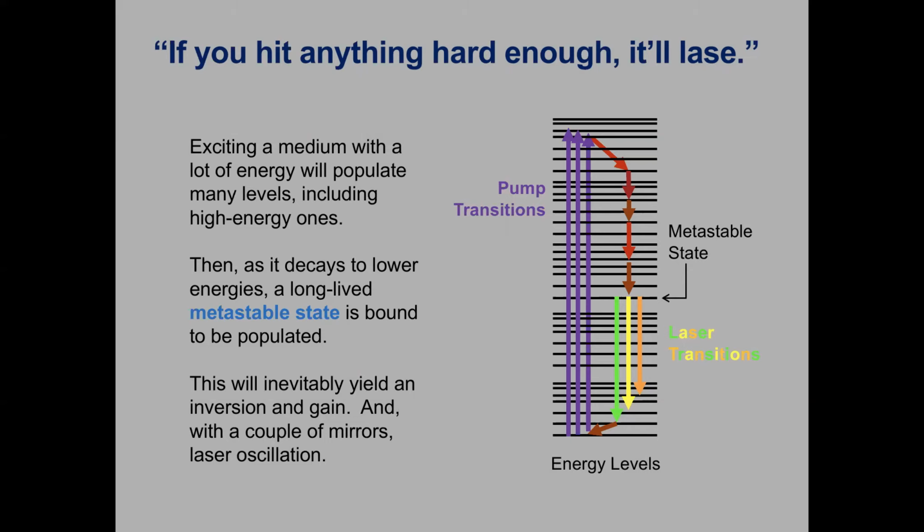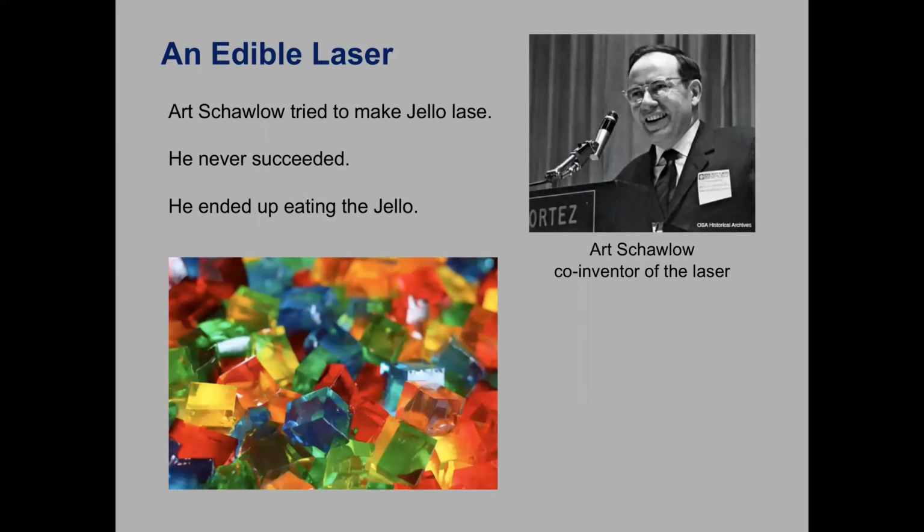The funniest version here is probably from Art Schawlow, who is the co-inventor of the first ruby laser. He tried to make Jello lase. So he tried to use Jello to see if he could get any type of laser out of it. He didn't. He ate the Jello. It didn't work. But the attempt exists as a reminder of why we all do science, I think.